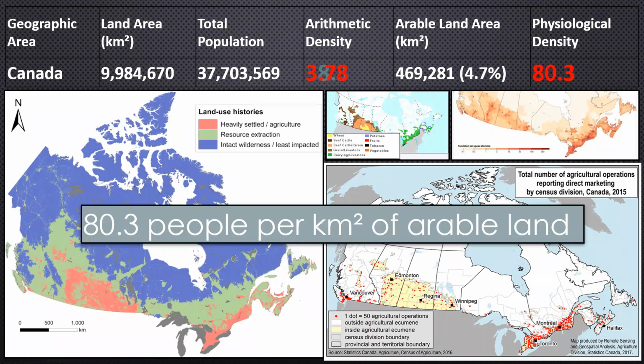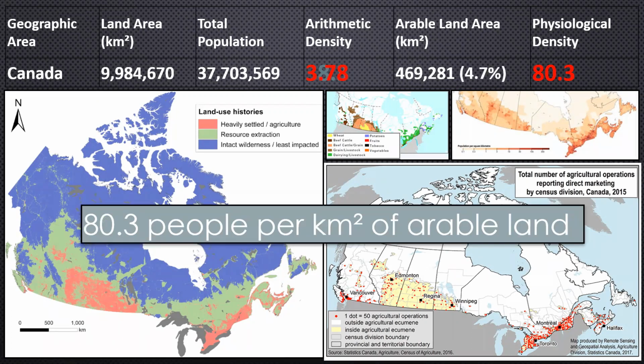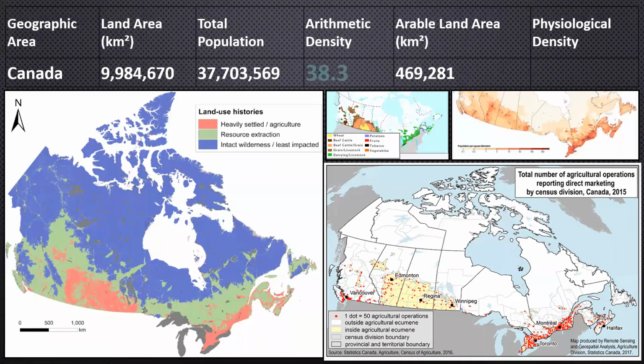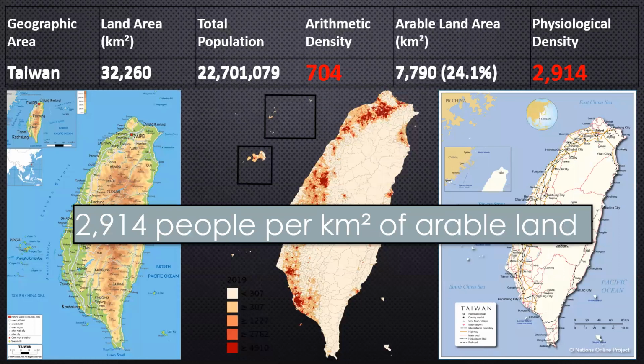awesome. If you want to practice, you could pause it here and calculate the arithmetic density and physiological density just for practice, of Canada. And you'll see the arithmetic density is 3.78, physiological density 80.3. So not that high when you compare it to Egypt. Same deal with Taiwan. If you want to practice calculating arithmetic density, physiological density, you can do that. And in this case, you'll see a high gap here. Arithmetic density 704, physiological density 2,900.